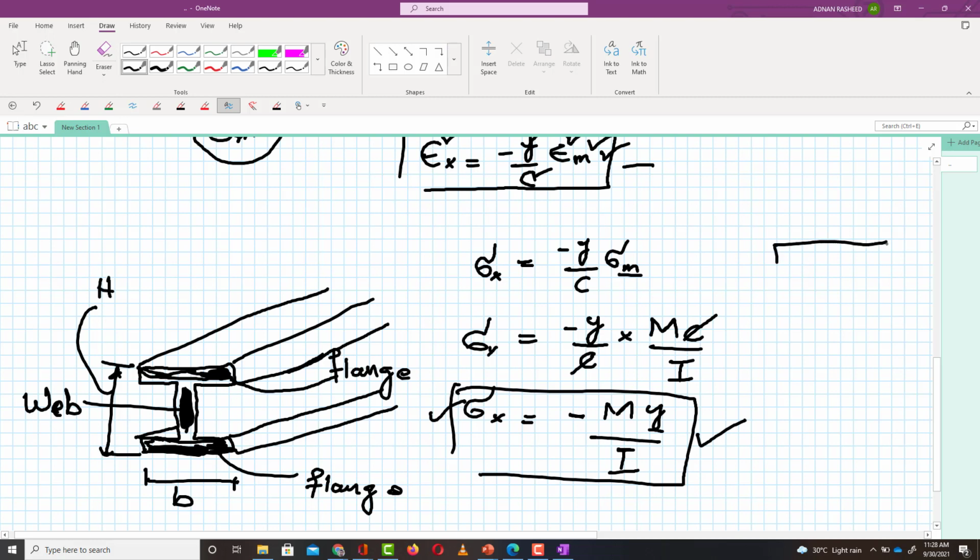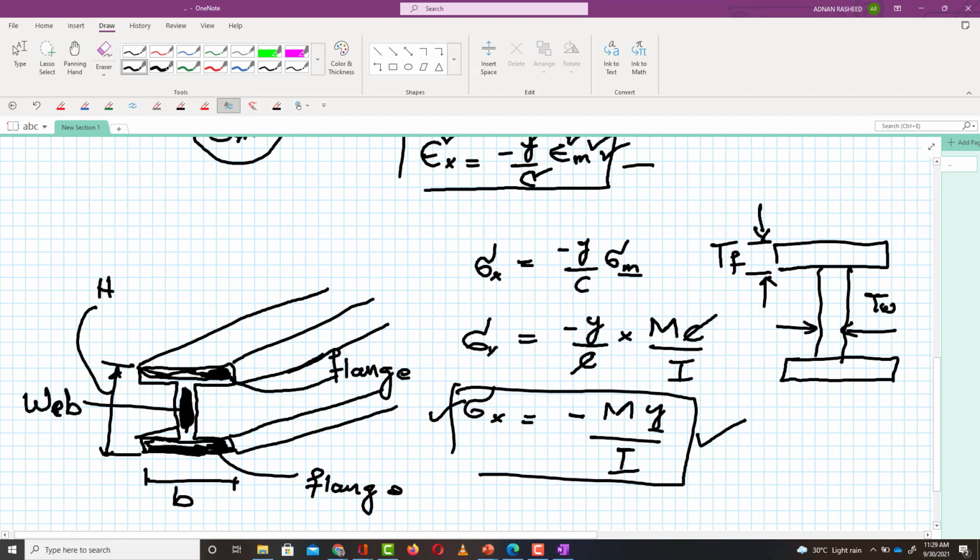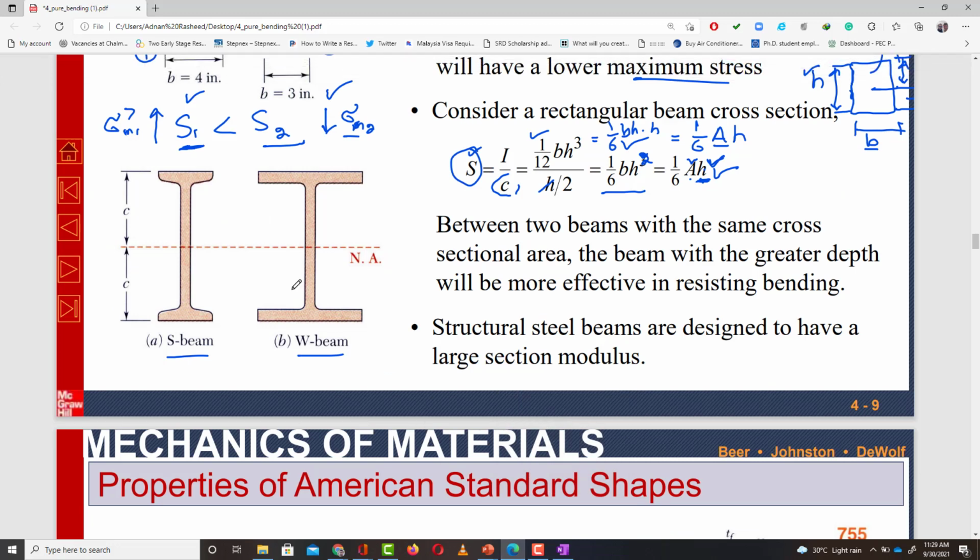Again, if I draw it like this shortly, the thickness of the flange is known as TF, which is thickness of flange. The thickness of web is known as TW. Clear? So this is short flange beam and this is wide flange beam. You can see its flange is short and you can see its flange is wide. They are shown both having the same neutral axis.